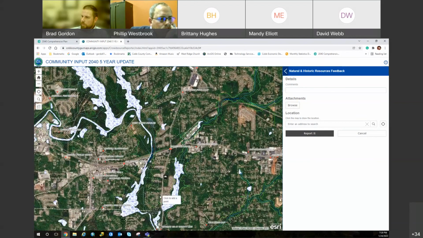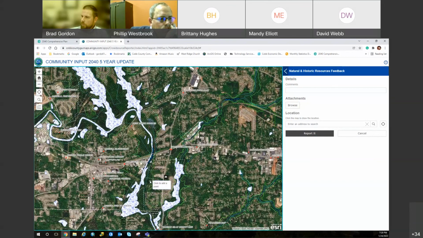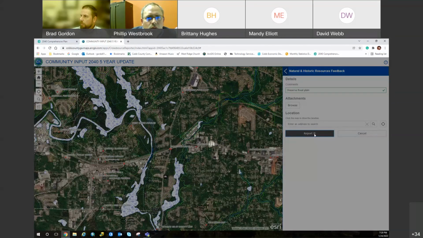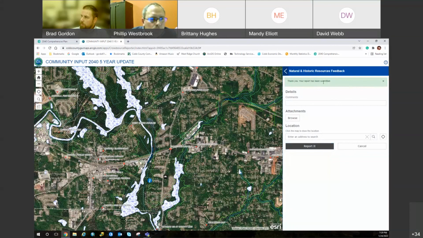Okay. We'll just click here and add a point. We'll say preserve floodplain. I don't have any pictures to attach, so since we've already added our point, we'll just report it. And our report has been submitted.